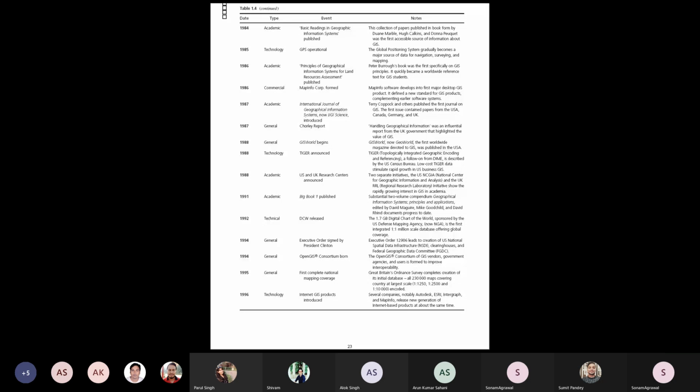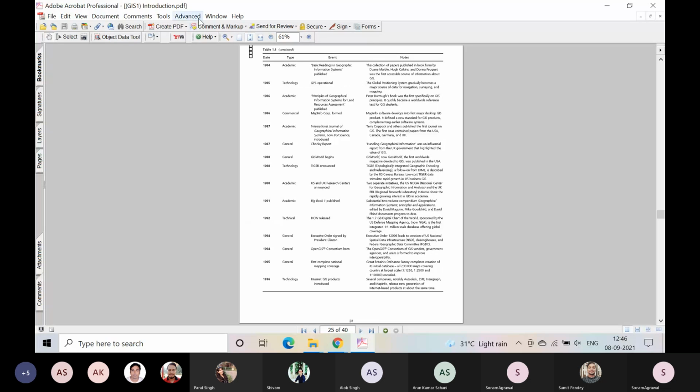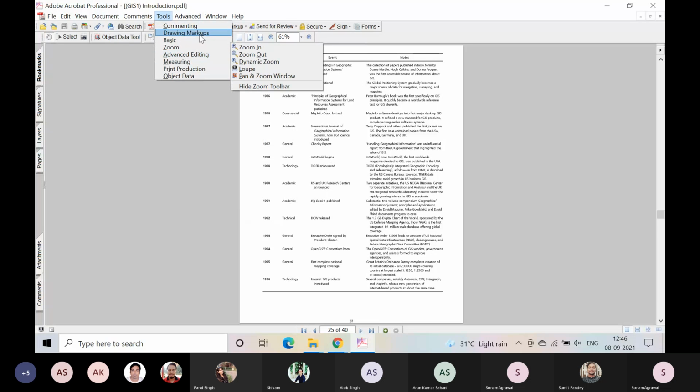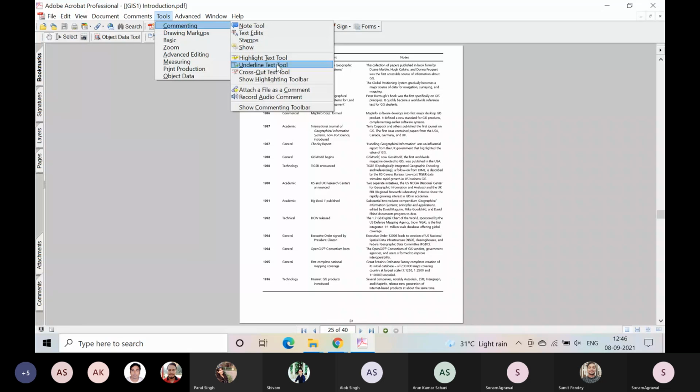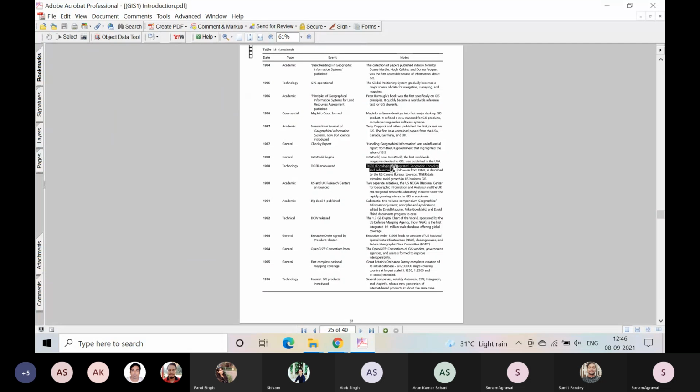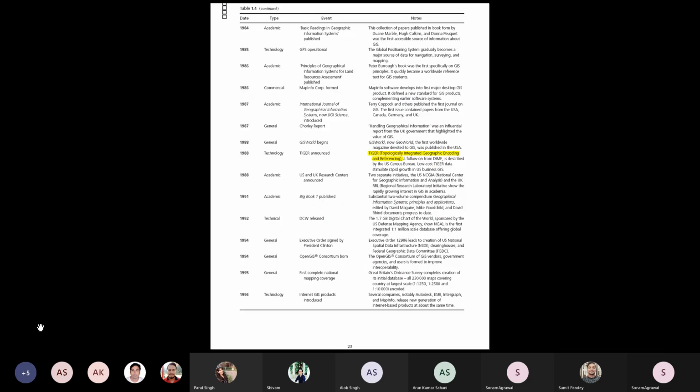When we say TIGER in GIS, it is not Salman Khan, it is Topologically Integrated Geographic Encoding and Referencing. Okay, write down this full form, TIGER. Topologically Integrated Geographic Encoding and Referencing. So this is what TIGER is.